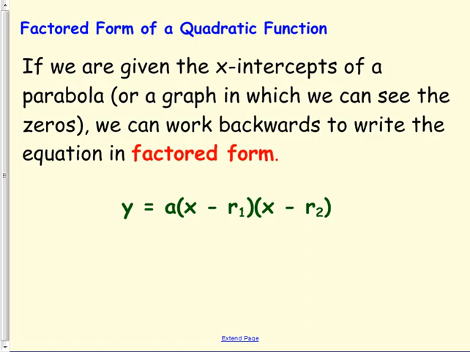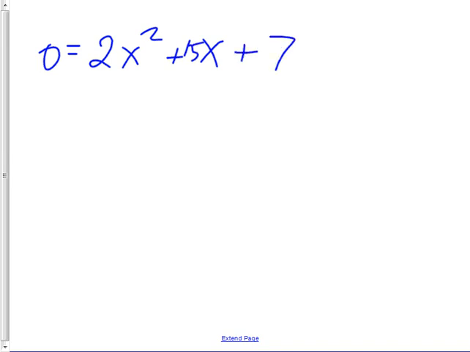So this is in factored form. Basically, if you can factor something, you've got it in factored form. All right. Let's see if you can factor something for me. We'll set it up like this: 0 equals 2x squared plus 15x plus 7. There we go. Factor that one.